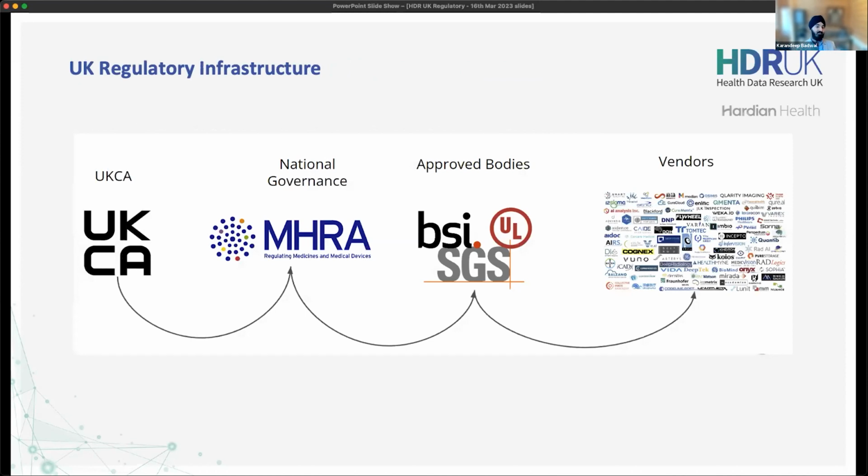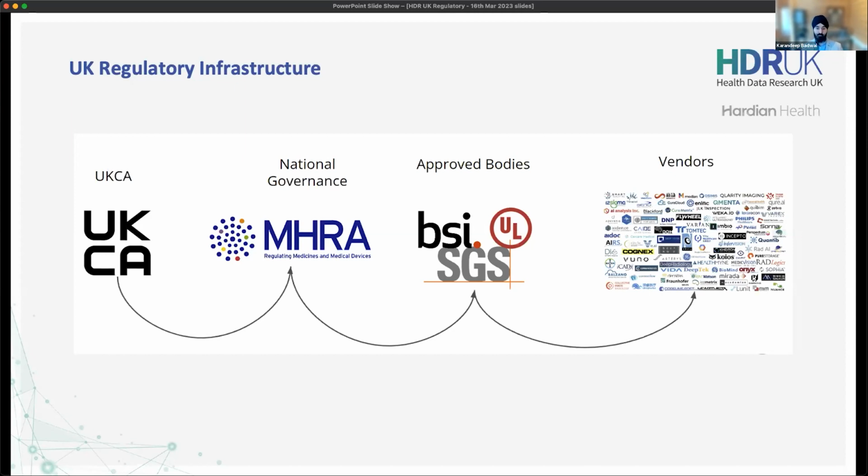Perfect. So the UK regulatory infrastructure. Post-Brexit now, the UK is no longer part of the EU, of course. So previously we used to have a CE mark. We now have what's known as UKCA, so UK Conformity Assessment. So how exactly do you get this mark? The national governance is the competent authority, which in the UK is the MHRA.